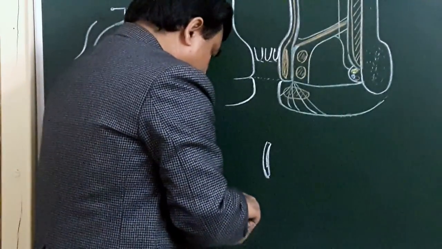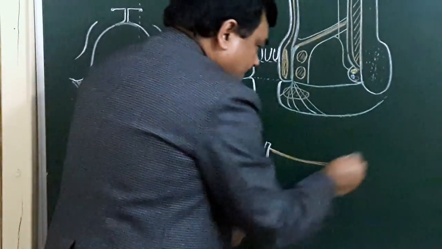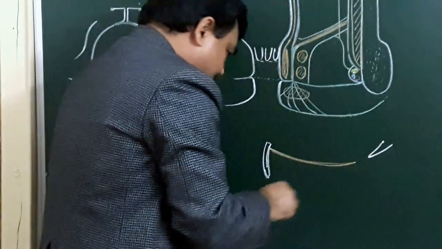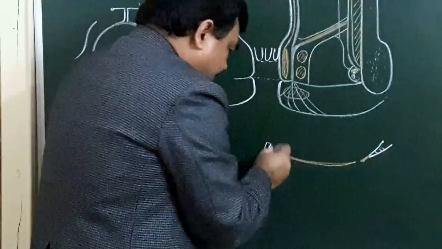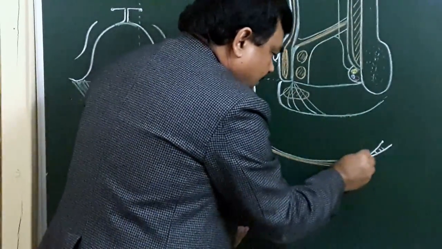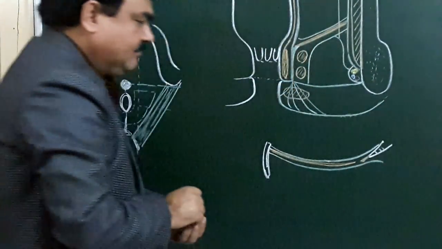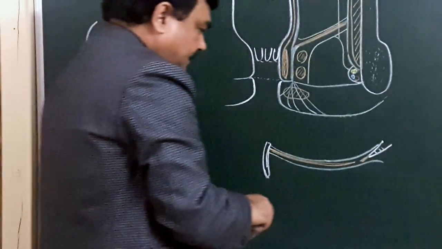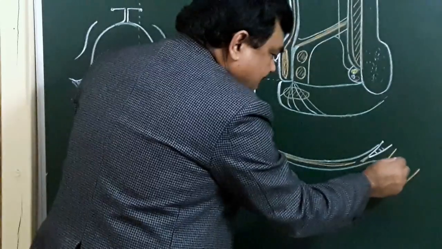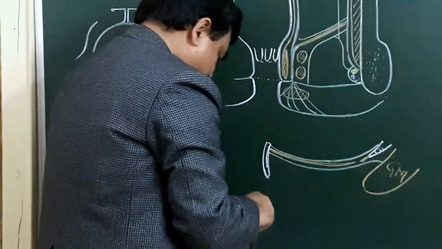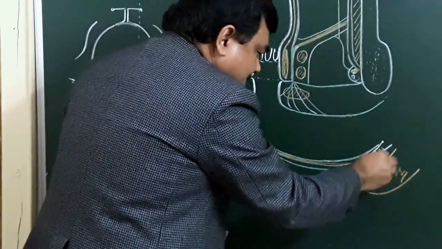Here, this is levator ani. And here is the coccyx, here is coccygeus. It is covered superiorly by pelvic fascia, inferiorly it is covered by anal fascia, this is anal fascia. And here is the position of gluteus maximus, this is gluteus maximus, and this is the sacrotuberous ligament.